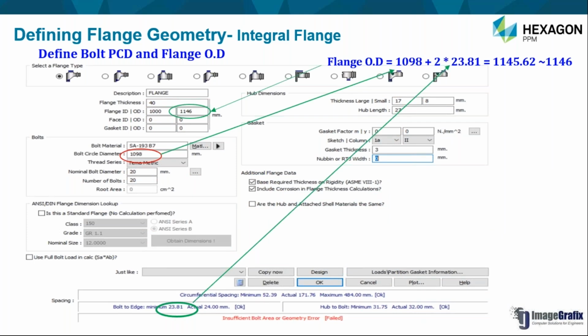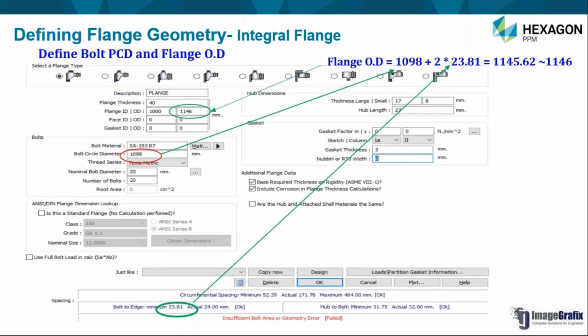And the other distance is, since we have finalized the PCD, then we have to finalize the OD. So from PCD to OD, the edge distance we have to maintain. So if you observe over here, the 23.81 at the bottom, it is also taken from TEMA only. So we don't have to go to TEMA every time. PV Elite is showing those distances at the bottom. Okay. So now we have reached the PCD, correct?